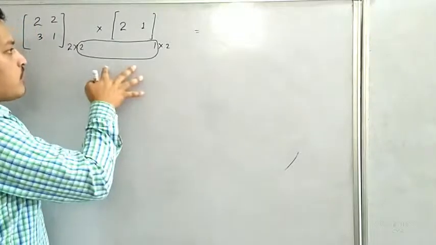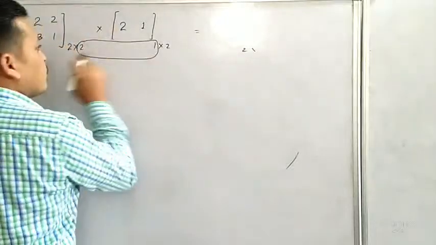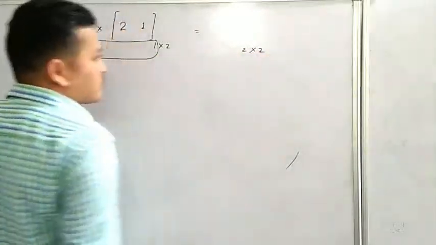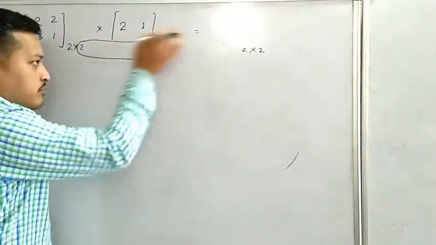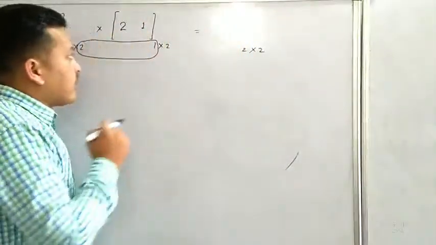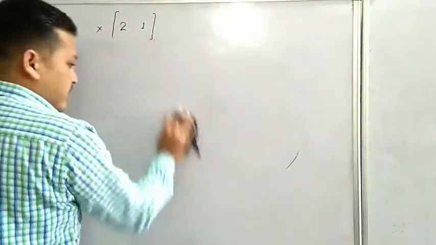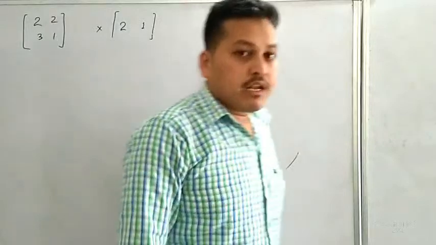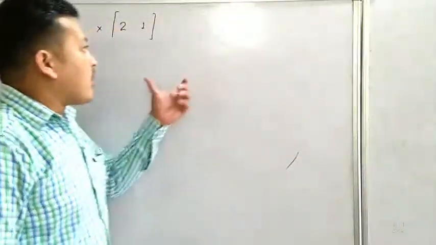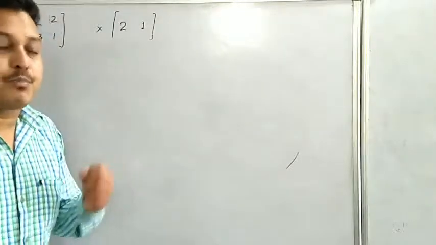So if they are not equal to each other, we cannot, now don't say sir that the answer will be 2 cross 2. If they are not the same, we cannot identify their order, we cannot write their order either, so the product is not possible here. Okay, so this is the way to check, without doing actual multiplication, how to find the order of the matrix and how we can check whether the product of the two matrices is possible or not.